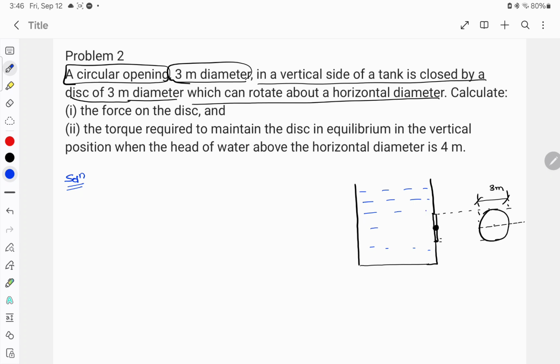So first we will calculate. We will not make the question complicated. We will just calculate the force on the disc, and the torque required to maintain the disc in equilibrium.